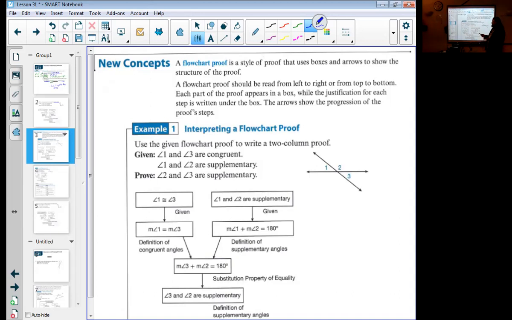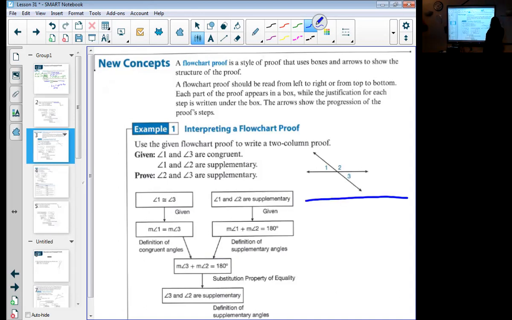So we already have all of the steps, we already have all of the logic, we already have all of the justifications. So all we have to do is copy the things from the boxes into the left column, and everything that is outside of the boxes into our right column of a 2-column proof.